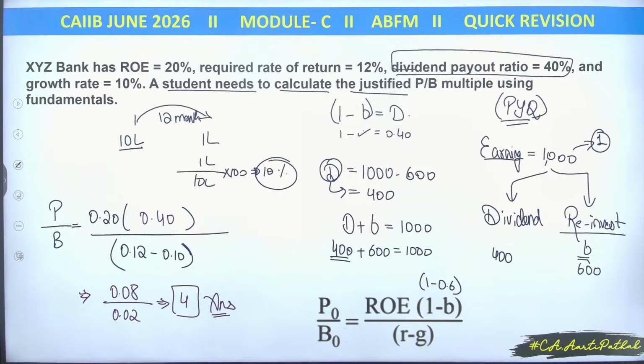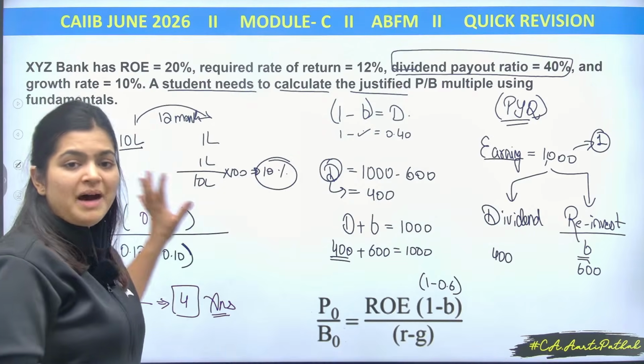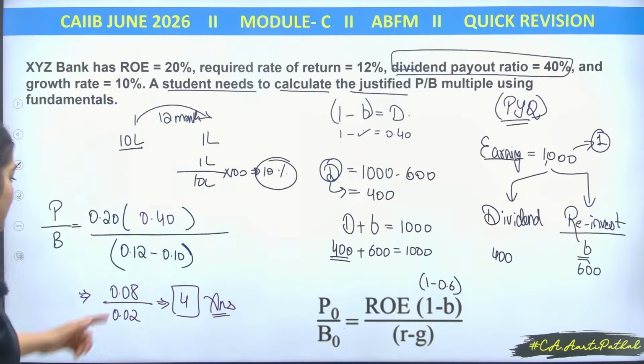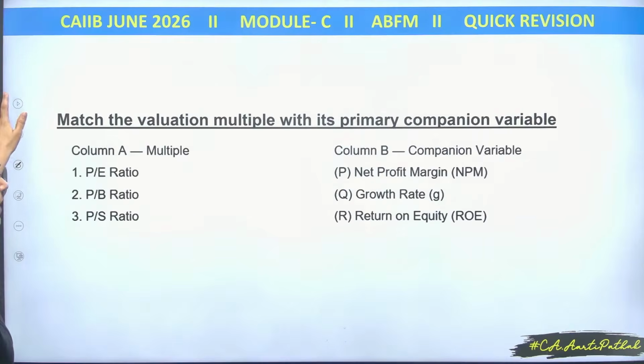Okay, so it's 4 times. It means when you are comparing your company's market price with the book value, that is 4 times of it. Okay, that is what is given here. Chaliye. Now coming to the next question.